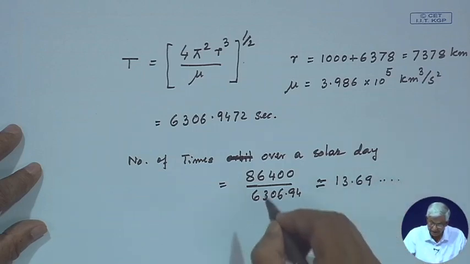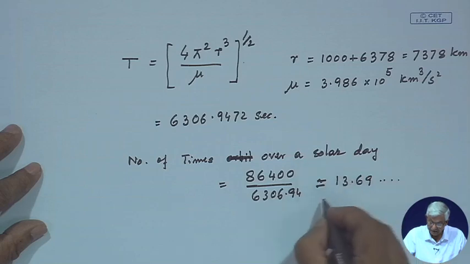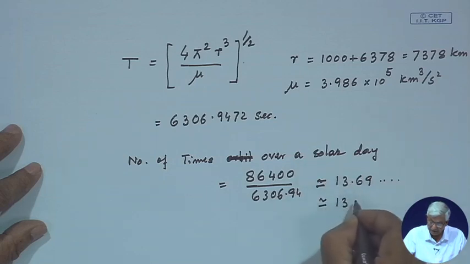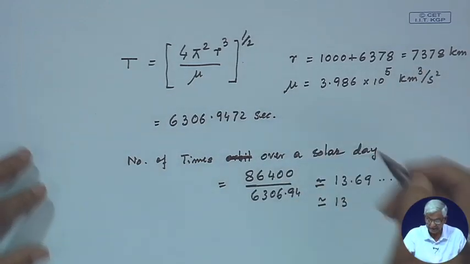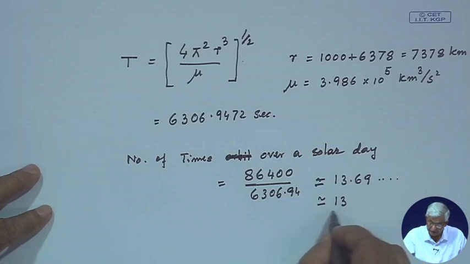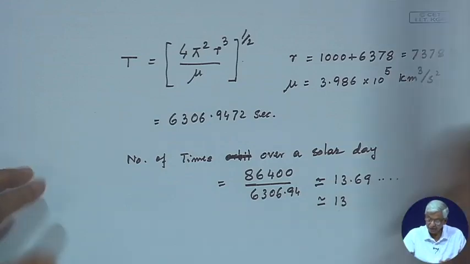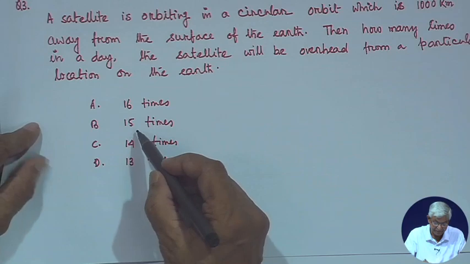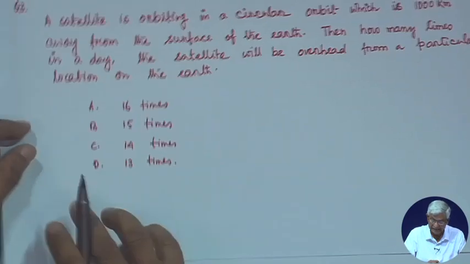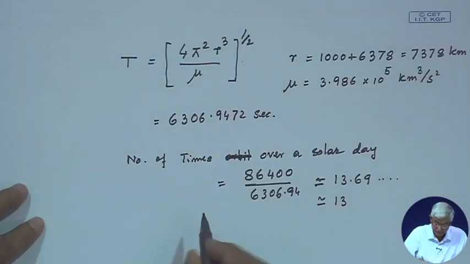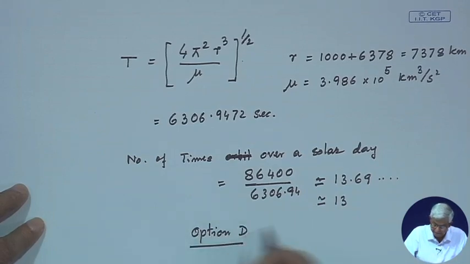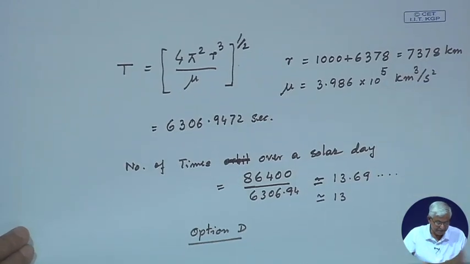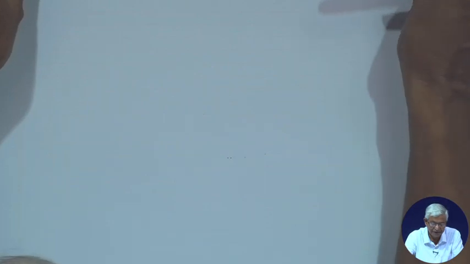So, a complete pass overhead happens 13 times, and it is more than 13 and a half times. The next time it has not come overhead. So, your answer would be 13, and the options given were 16, 15, 14, 13. So, option D is the correct answer. These are all simple calculations, based on the formula if you remember.